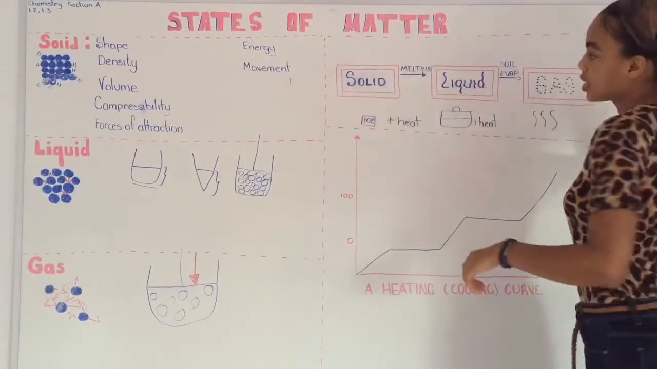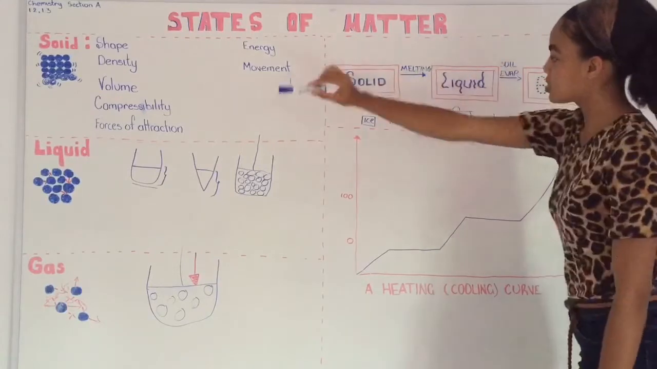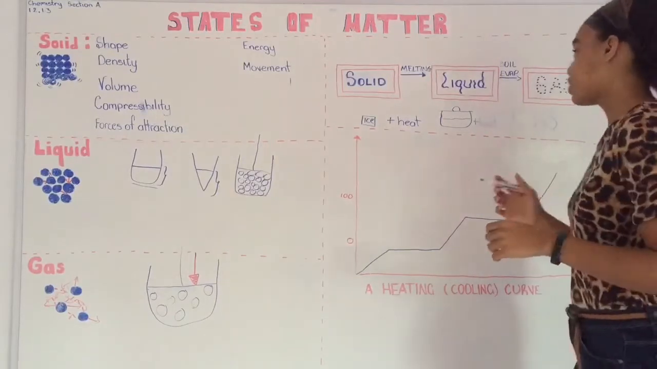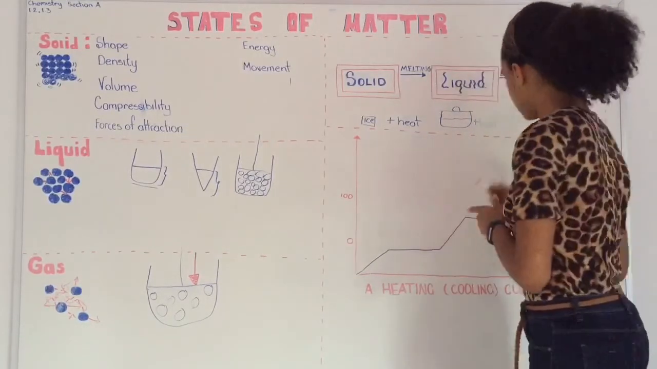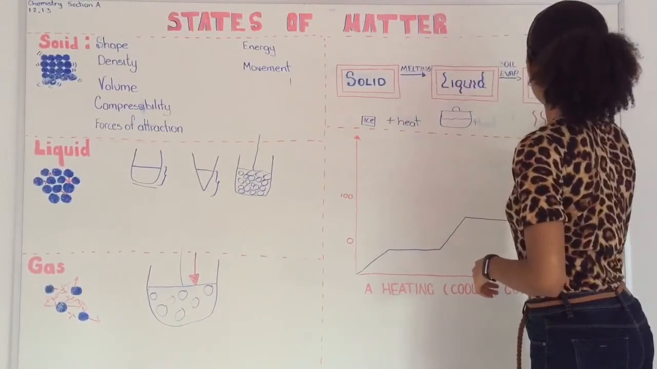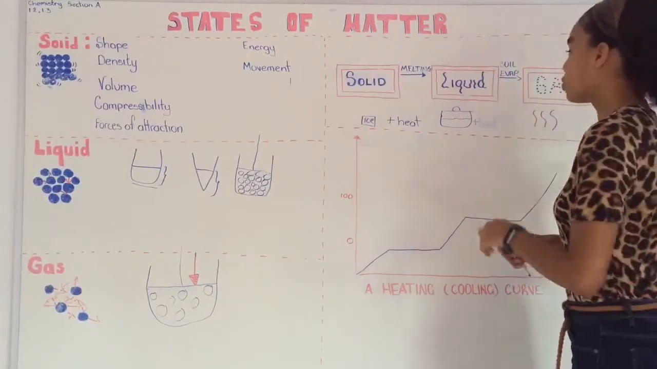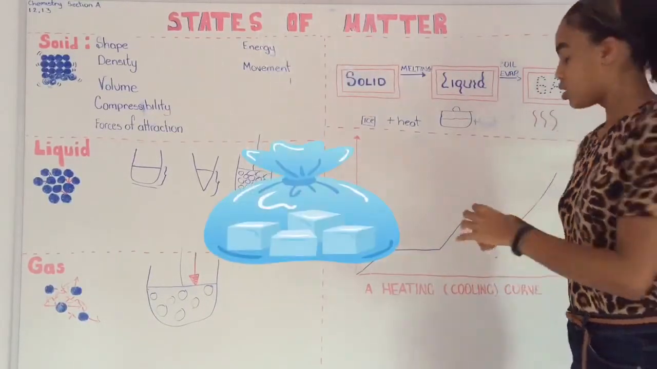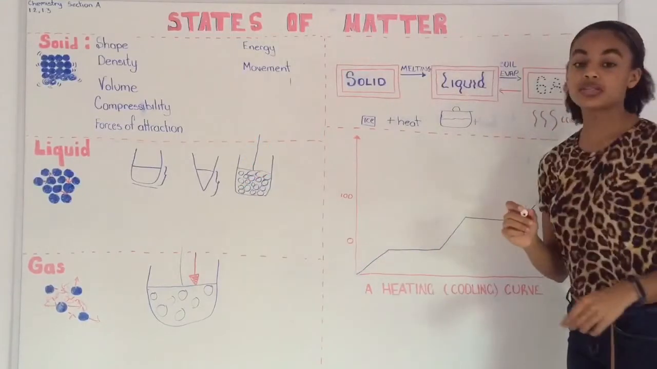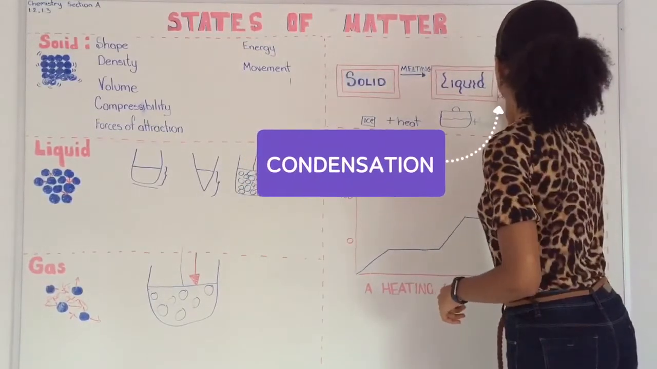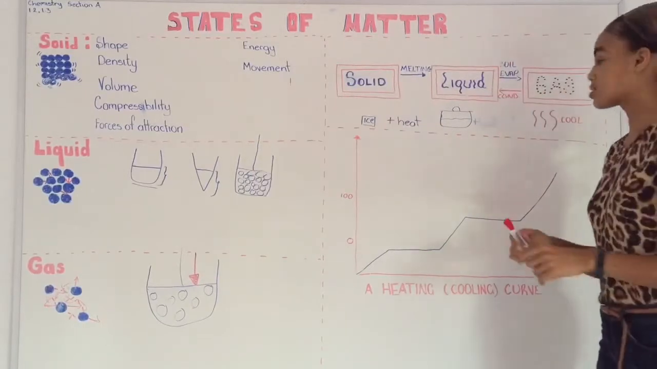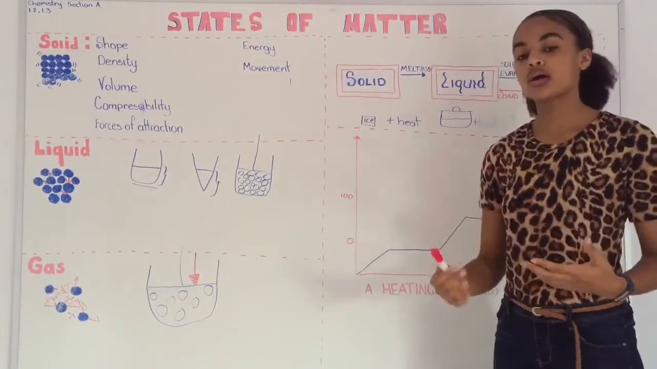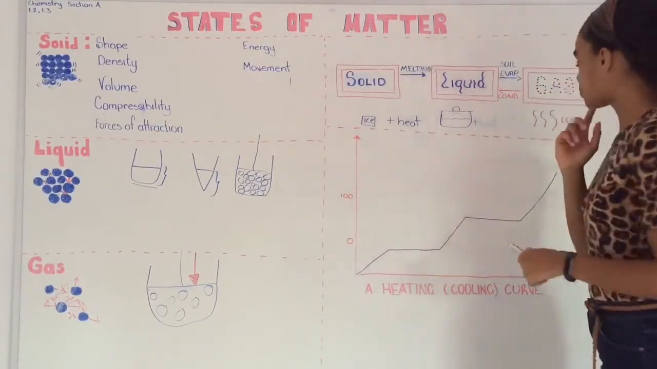Alright, so we went this way, solid to gas. Now we're going to go this way, gas to solid. Alright, so in the event that you have some steam now, you already have your steam, and you want to get some liquid. What do you do? You remove heat or you cool the steam. And this process is going to be condensation. The process by which a gas becomes a liquid is called condensation, and this happens because you're removing heat or you're cooling the gas.